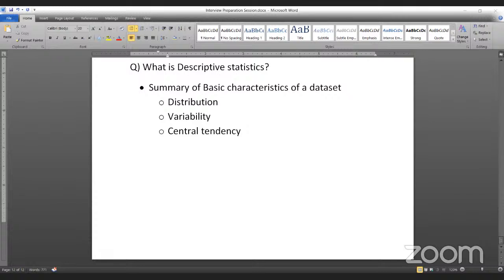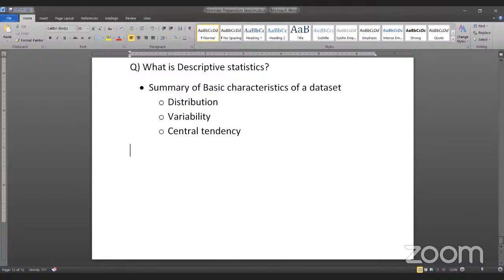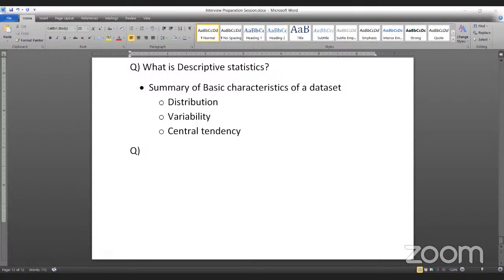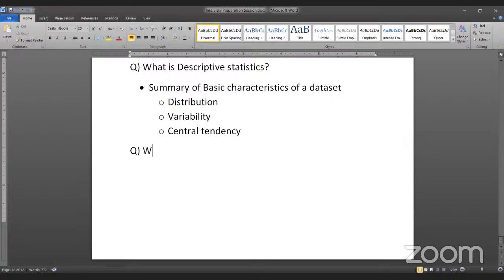Okay, so coming to the next question: what is standard deviation? I think we'll stop with the statistics questions here and move to algorithms, so we'll take this last question. What is standard deviation?